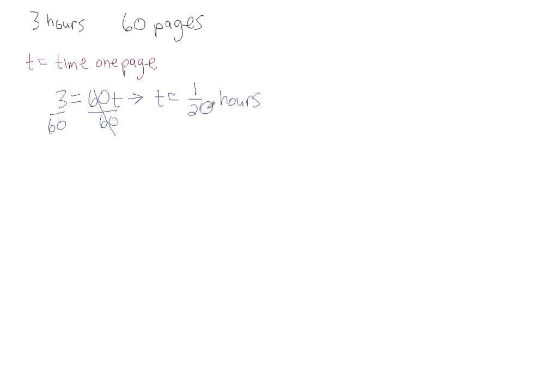So let's convert this to minutes, because we don't want to leave our time given in 1/20th of an hour. 1/20th of an hour, and there's 60 minutes in an hour. So 60 times 1 over 20, or we can write this as 60 over 20, and this equals 3 minutes. So it takes 3 minutes to read one page. Okay? Let's do another one.